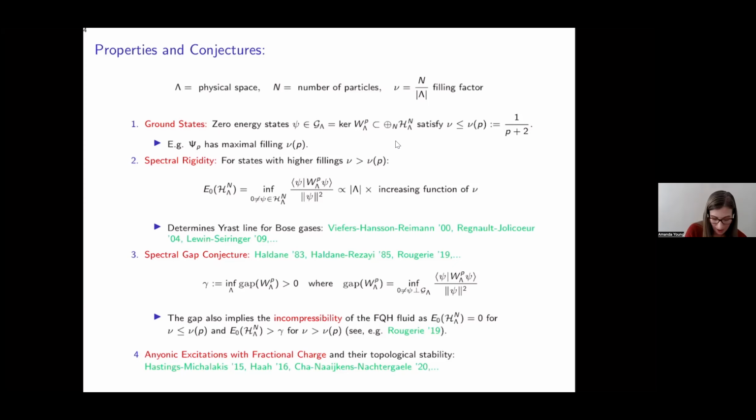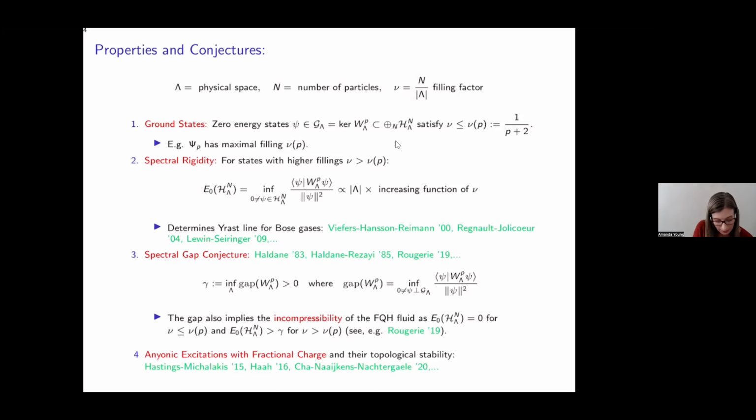Good question. All right, so the minimal energy should be an increasing function of the filling. If you think of lambda as being fixed and n increasing, you'll see that the minimal energy in the n-particle sector is going to be increasing. For those of you who are familiar with rapidly rotating Bose gases, this is related to what's called the Yrast line.